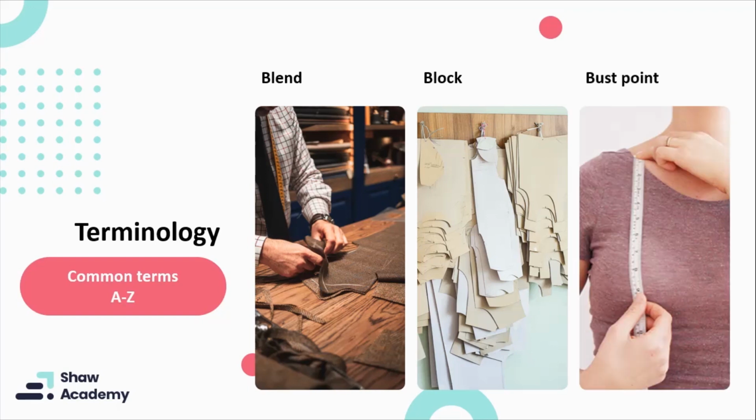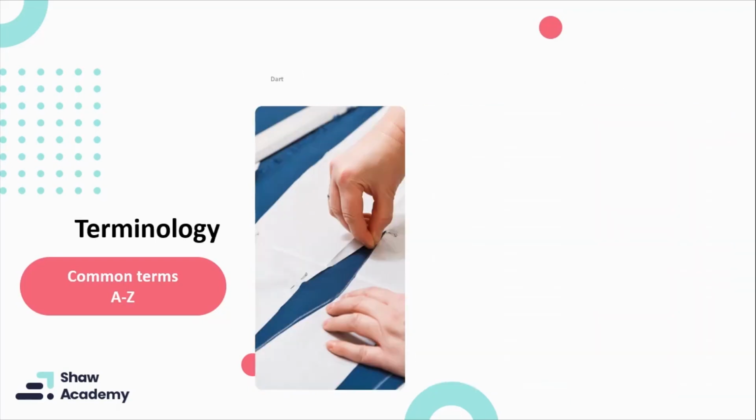The bust point is the furthest protruding point of the bust, in other words, the nipple. A dart is a wedge cut out in a pattern used to create shape. Darts are the basis of all pattern making as it converts the flat piece of paper or fabric into a three-dimensional form that fits the body.